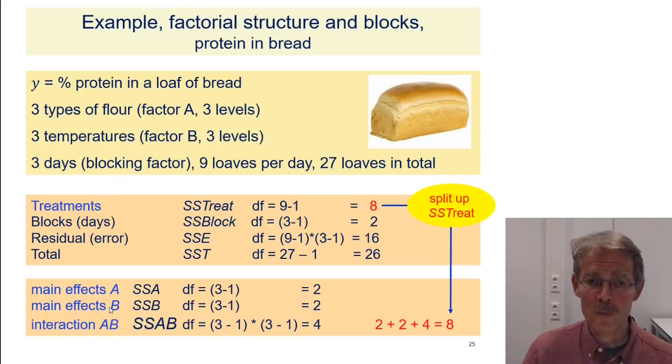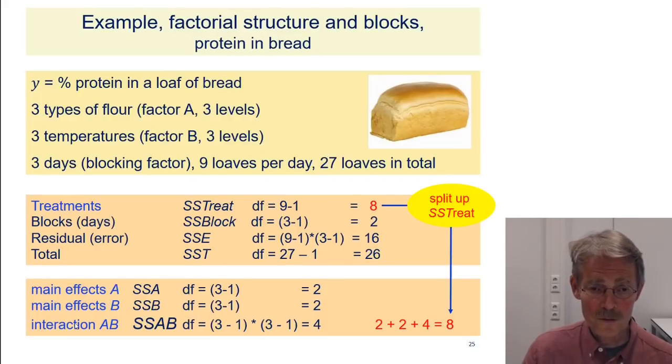One for capital B, which is temperature. Also 3 minus 1 is 2 degrees of freedom, because they happen to have both 3 levels. And for interaction, it is 3 minus 1 times 3 minus 1, which is 4. Note that 4 plus 2 plus 2 is 8, same 8 as here.